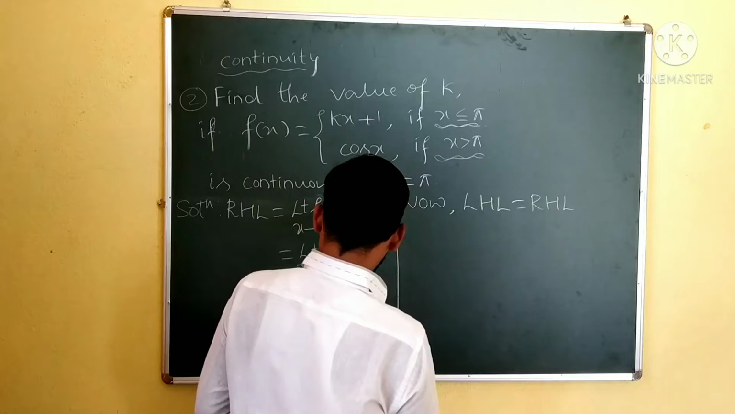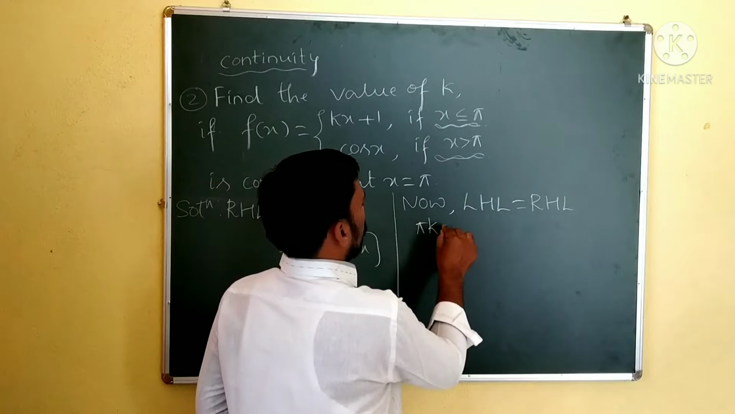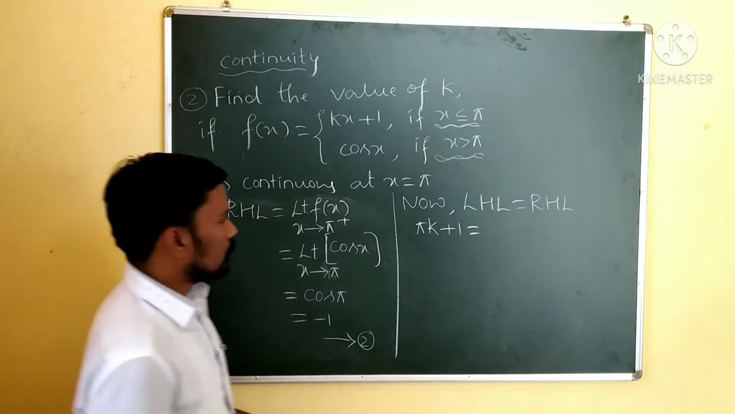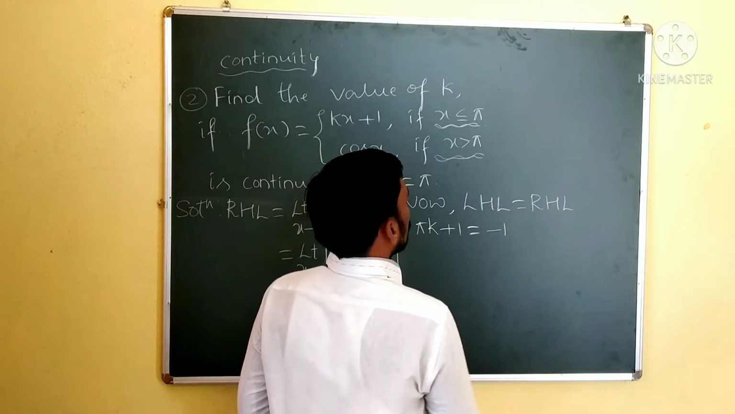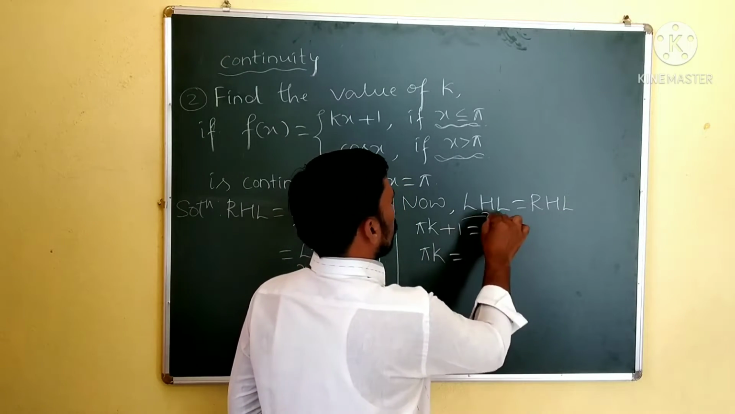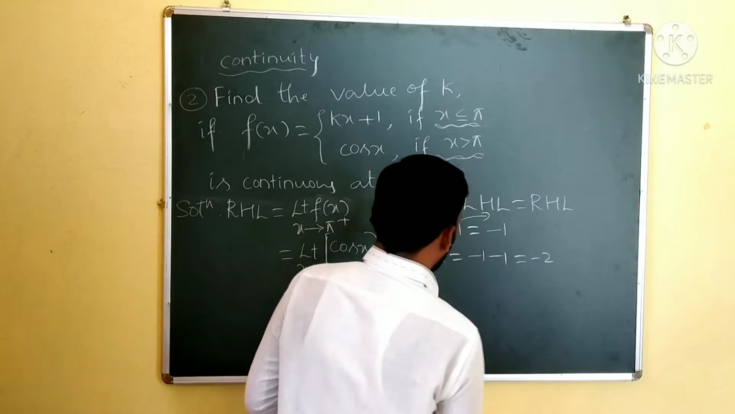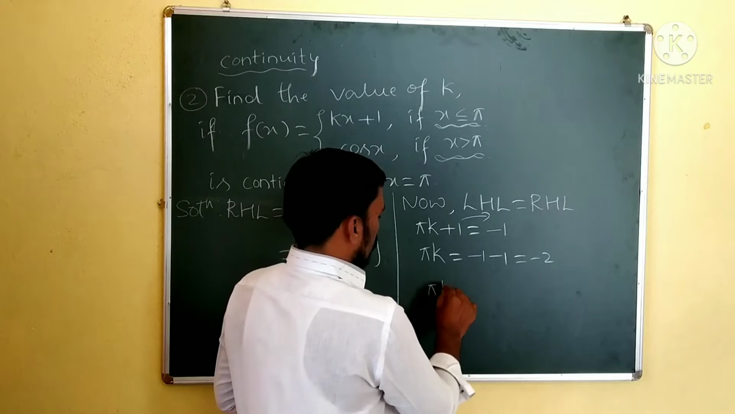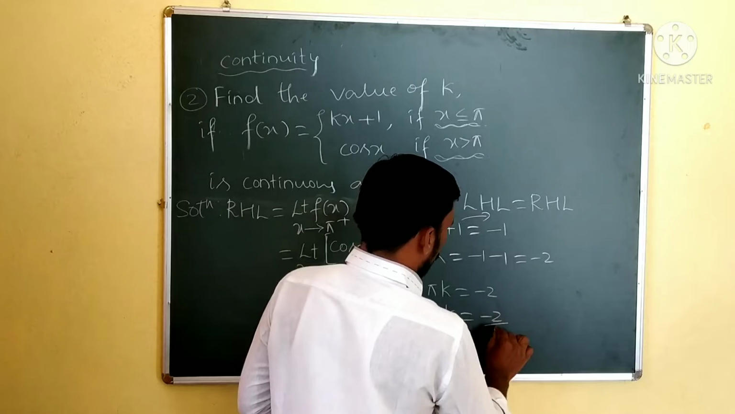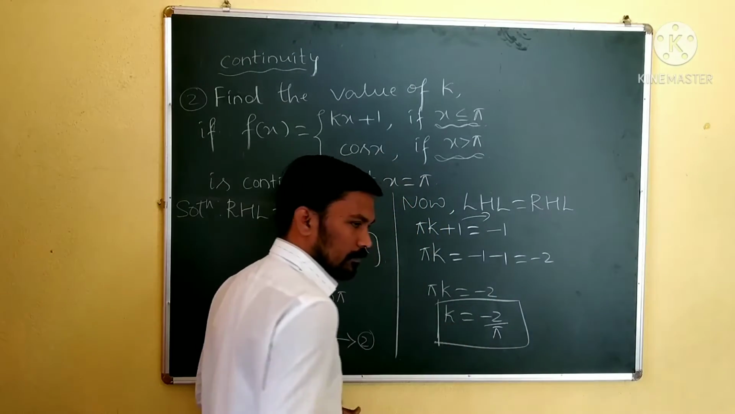So the LHL value, how much is it? Pi k plus 1 is equal to the right hand limit value, which is how much? Minus 1. Pi k is equal to, take this plus 1 to the right hand side, it becomes minus 1 minus 1, that is equal to minus 2. That is pi k is equal to minus 2, or k is equal to minus 2 by pi, which is the required value of k. Very simple.